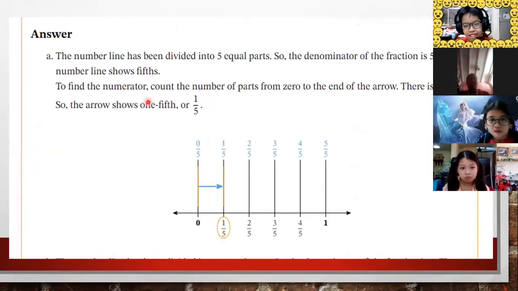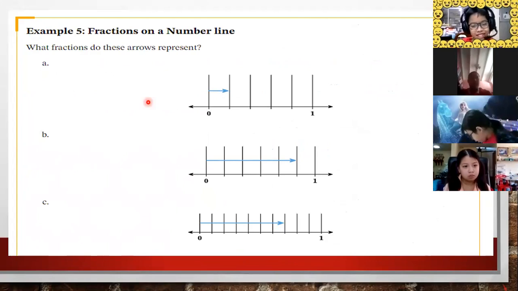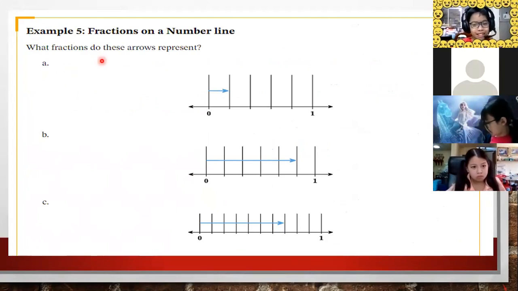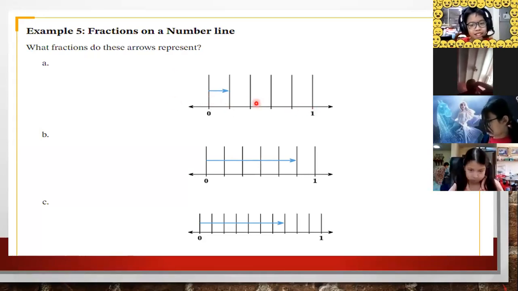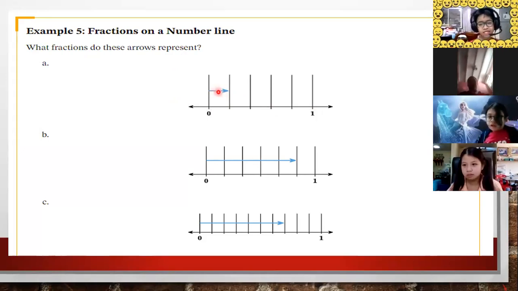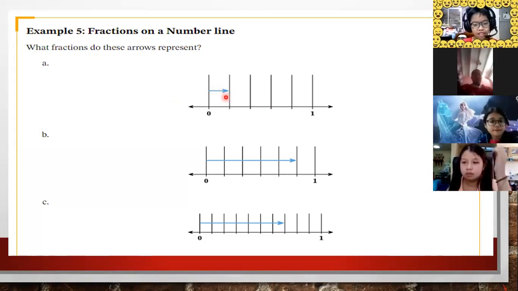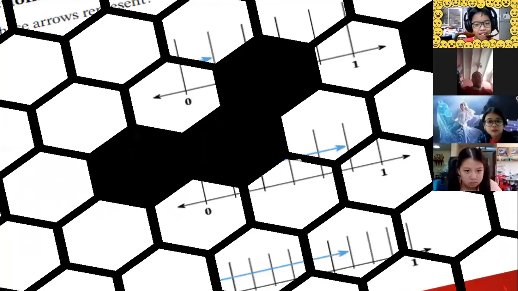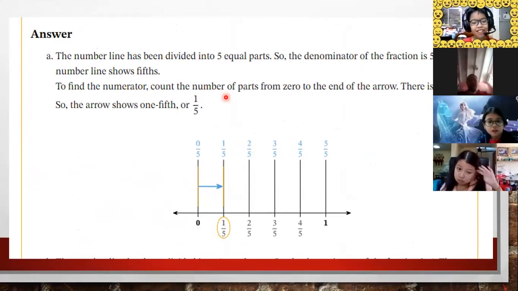Okay, this is an example of a fraction on a number line. What fraction does this arrow represent? So this one is 0 to 1. So what fraction does this represent? Okay. What fraction? In number 1. Okay, in number 1. This is the answer.